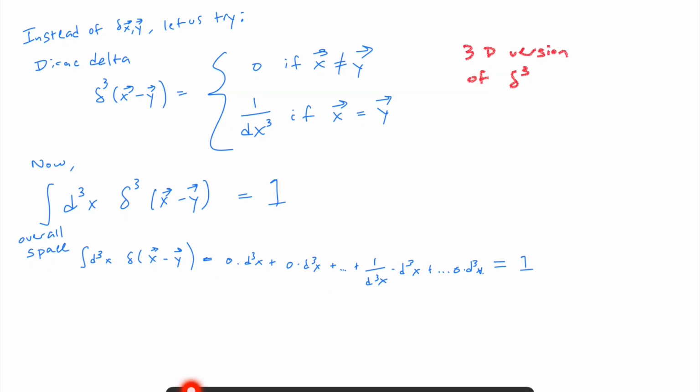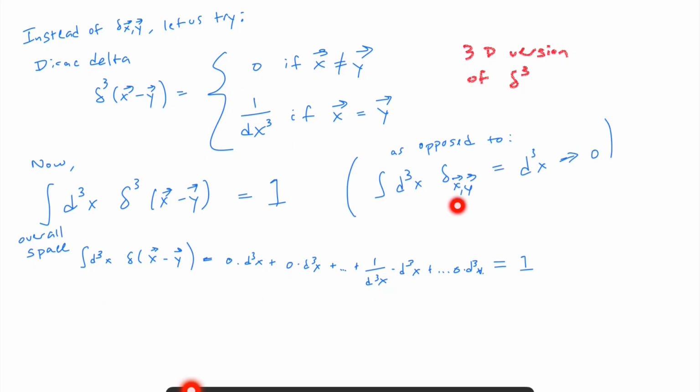And then when you get to the term where x equals y, the thing is not 0. This function is now equal to not 1, but 1 over d³x. And then when you multiply that by d³x, these two will cancel, and what you're left with is what you desire, 1. So if we desire something that is only defined at one point in space, and we want the integral of the whole thing to equal 1, you have to change the Kronecker delta to this Dirac delta, and this shows you exactly why.